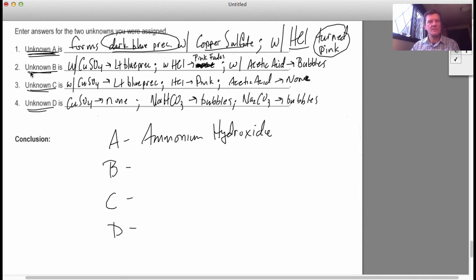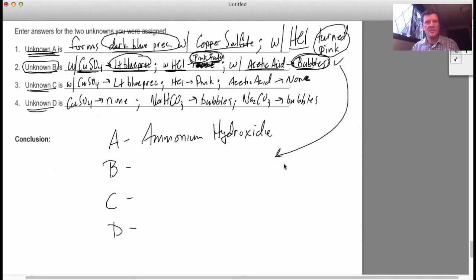So unknown B, when you combine it with copper sulfate, it will produce a light blue precipitate. Okay, so that narrows it down, but now I'm going to also test it with HCl. With HCl, it went pink and then it faded. Now that might help you right there, and you might be able to make your conclusion, but let's test it one more time with something else just to be sure. We tested with acetic acid and we got bubbles. So light blue precipitate, pink then fades, and bubbles. You need to determine now what is unknown B from that information.